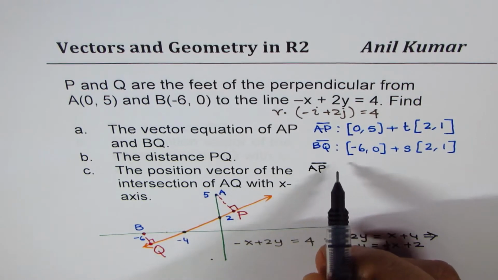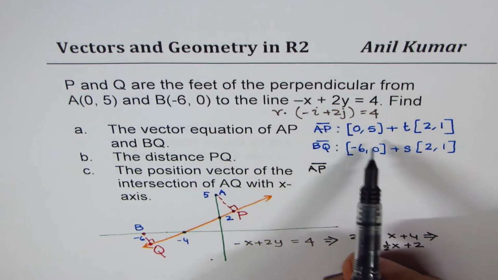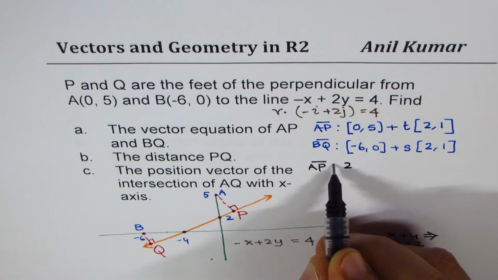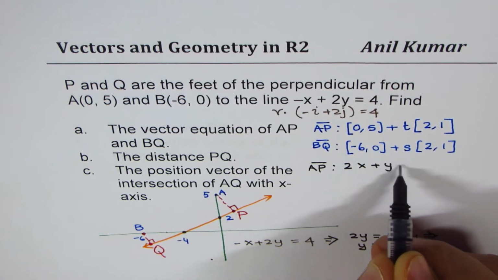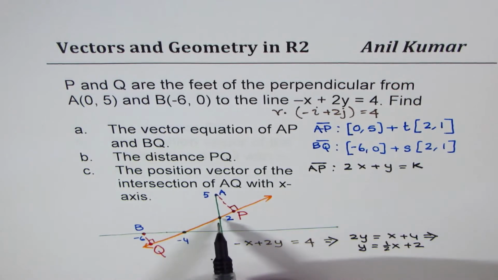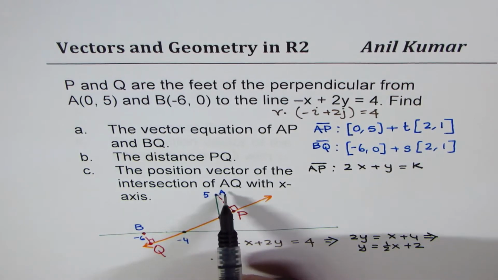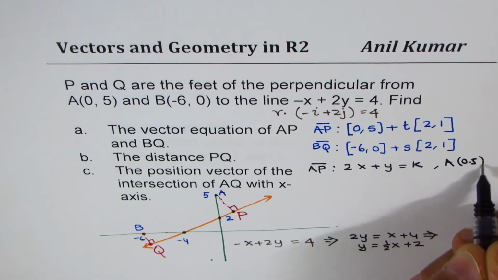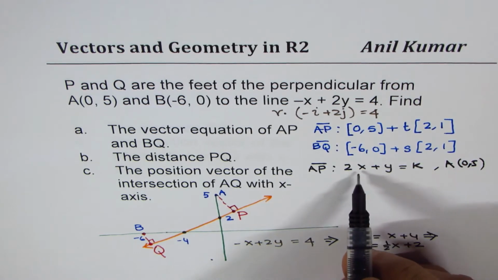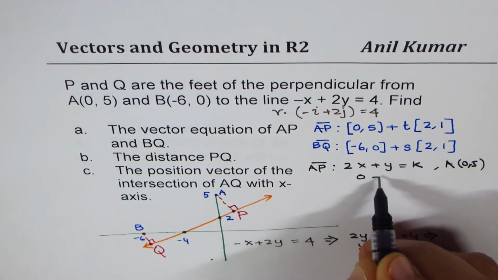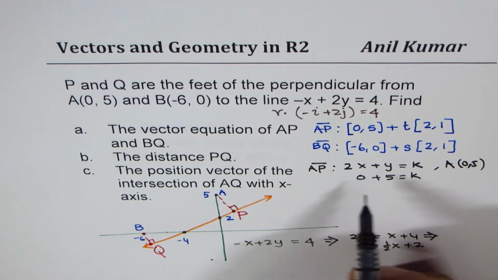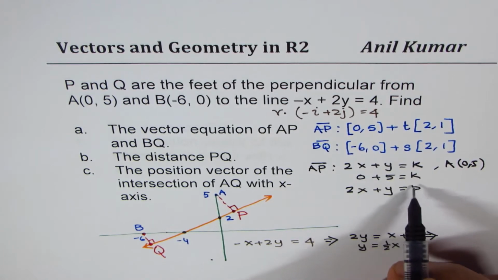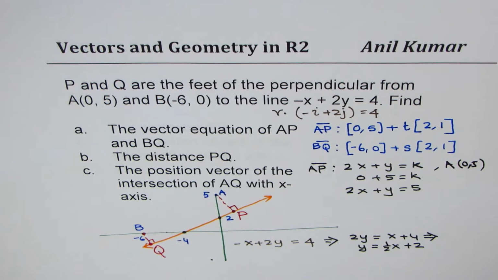But this time I'm using a different strategy for my students who haven't learned this vector equation yet. So we could say this is 2x plus y equals some k, which is 2 in our case, 5 in our case, point A. And we know that the point A is (0, 5). So if I substitute 0 here and 5 here, that means 0 plus 5 equals k. Now I get my equation AP as 2x plus y equals 5, right? I hope that's fine. Okay.